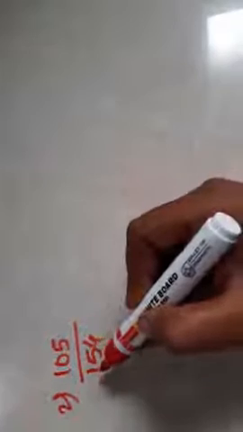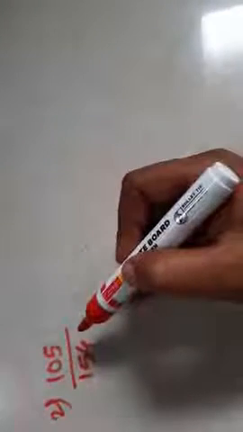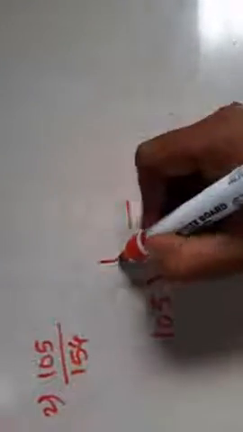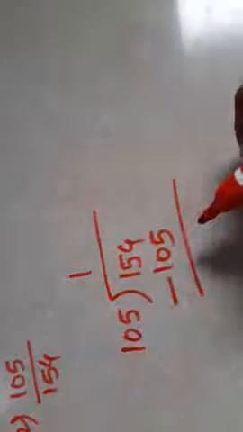Next question is 105 divided by 154. This also we have to reduce to simplest form. So here also we will start the division method. So 105 is the divisor and the dividend will be 154. These two are nearby numbers, so ones we can take, 105. The remainder will be 49. So by this remainder now we will divide this divisor.